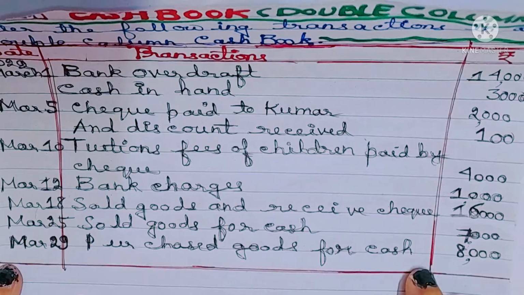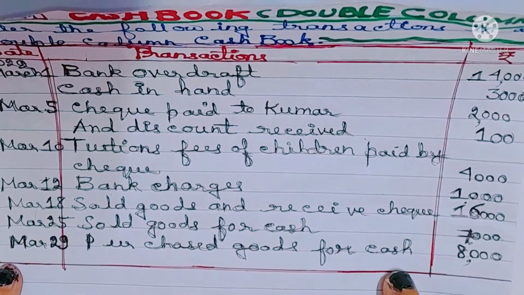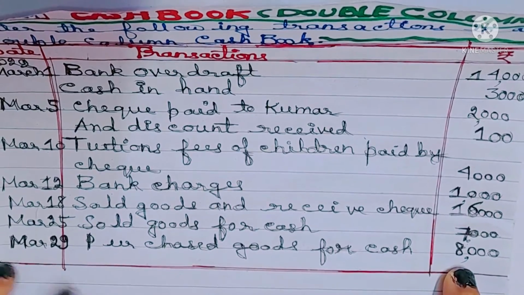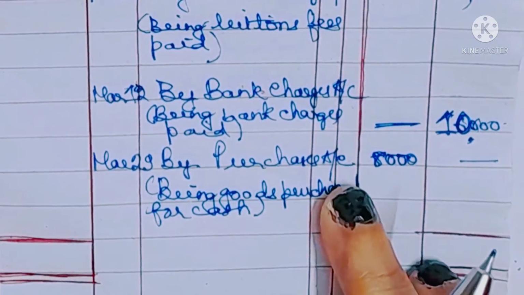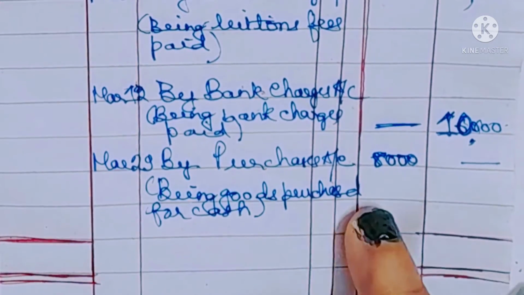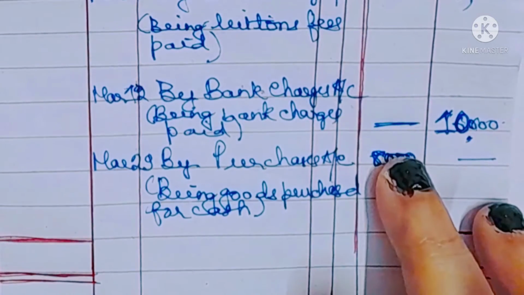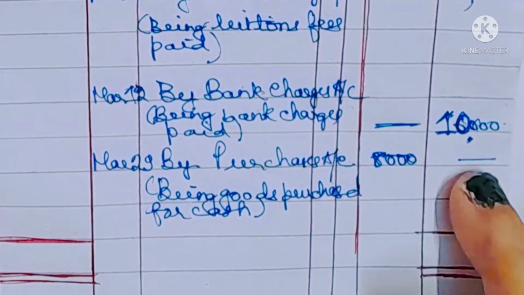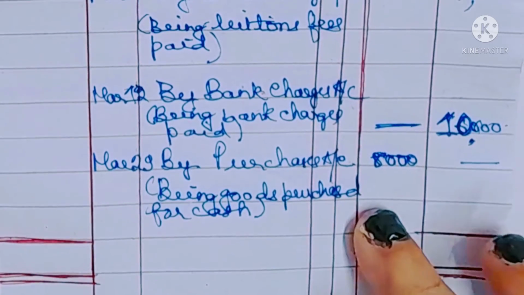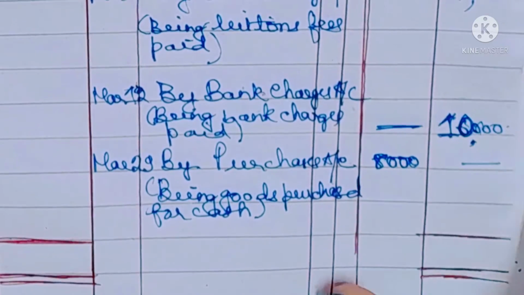So we'll have to write by purchases account in the cash book on the credit side in the cash column 8,000. Okay, so let's write. On 29th March, by purchases account 8,000, being goods purchased for cash. And moreover, cash column represents cash account, and cash account comes under real account. According to real account, what goes out is credit. Here, when goods are purchased, cash goes out from the business, so 8,000 will be credited.